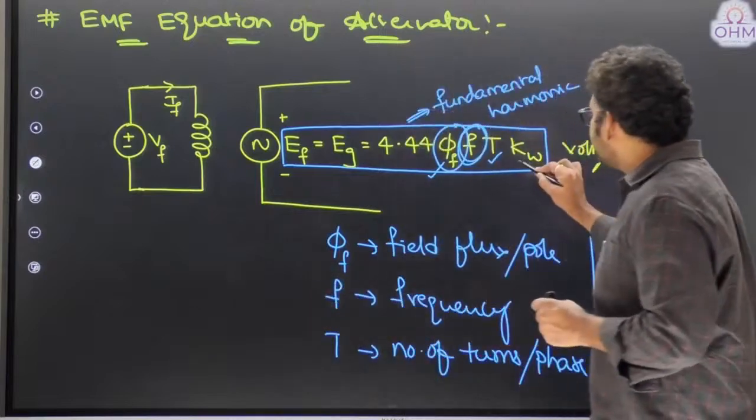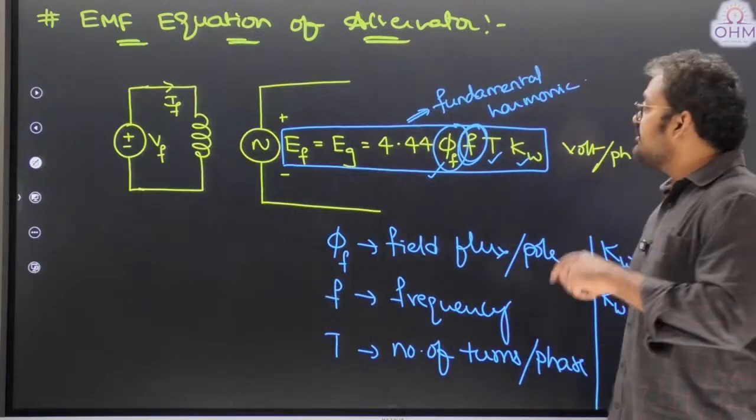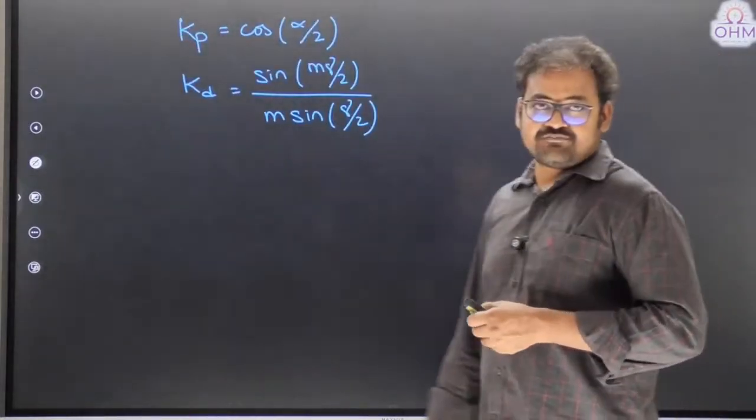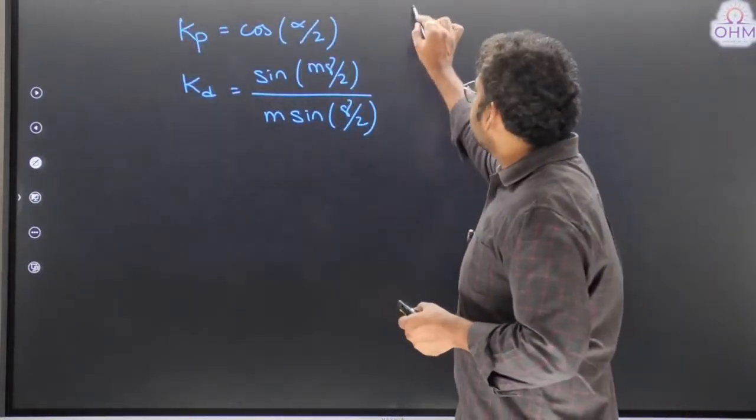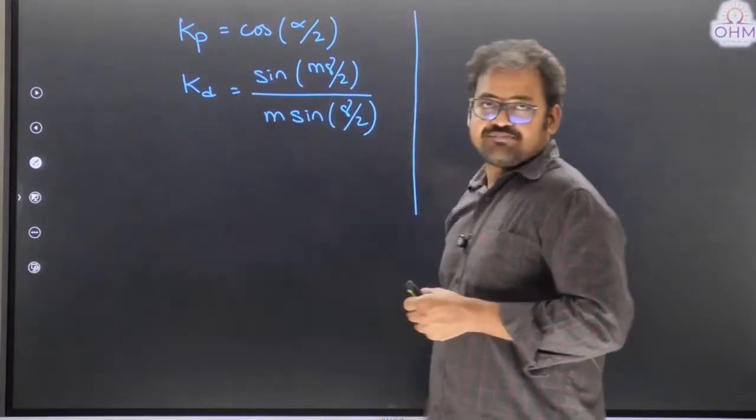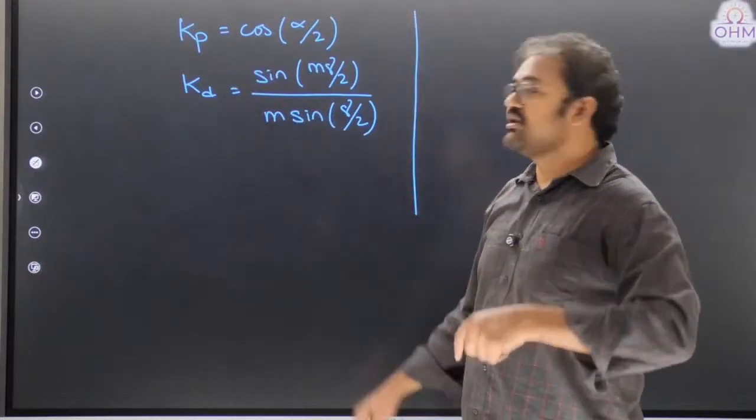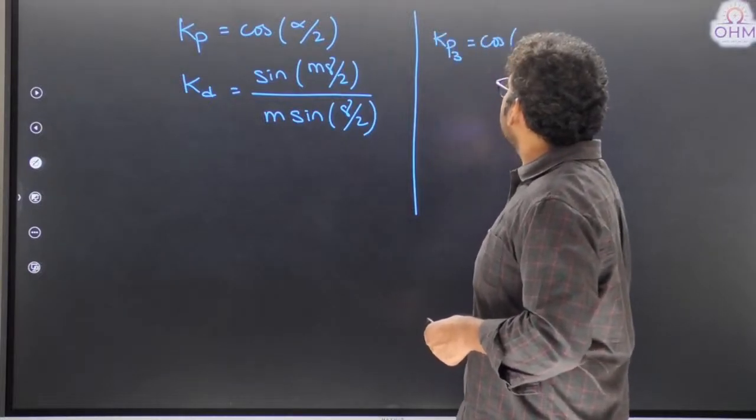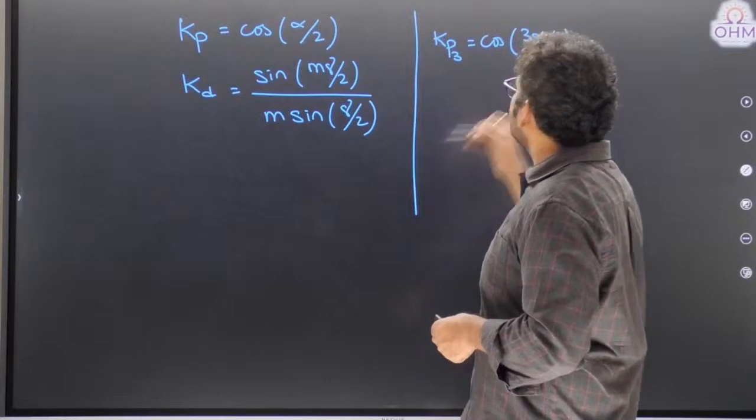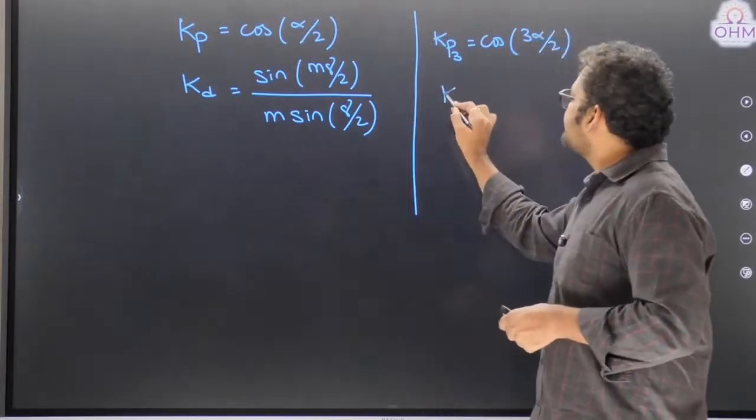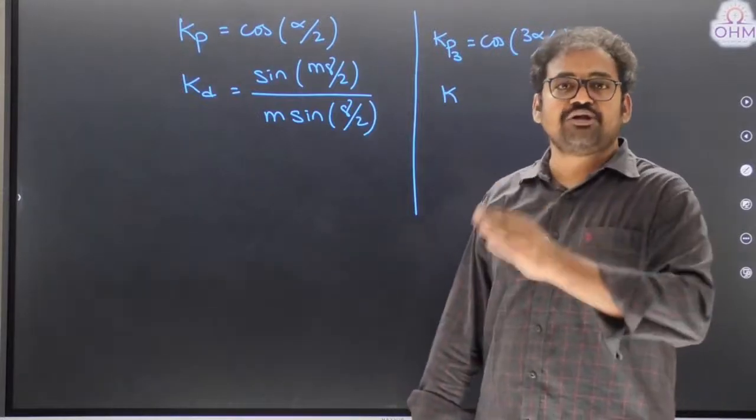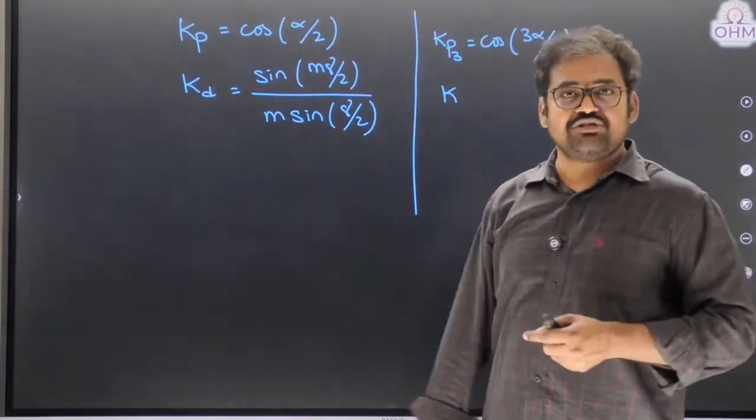Next, the winding factor will change. Why? Because what is the formula for winding factor? Kw = Kp into Kd. Coming to Kp, this is the fundamental harmonic Kp. What if I ask you to write down the third harmonic pitch factor? We know the third harmonic pitch factor will be cos 3α/2, and the fifth harmonic pitch factor cos 5α/2. Like that, whenever the harmonic component changes, the pitch factor value will change.